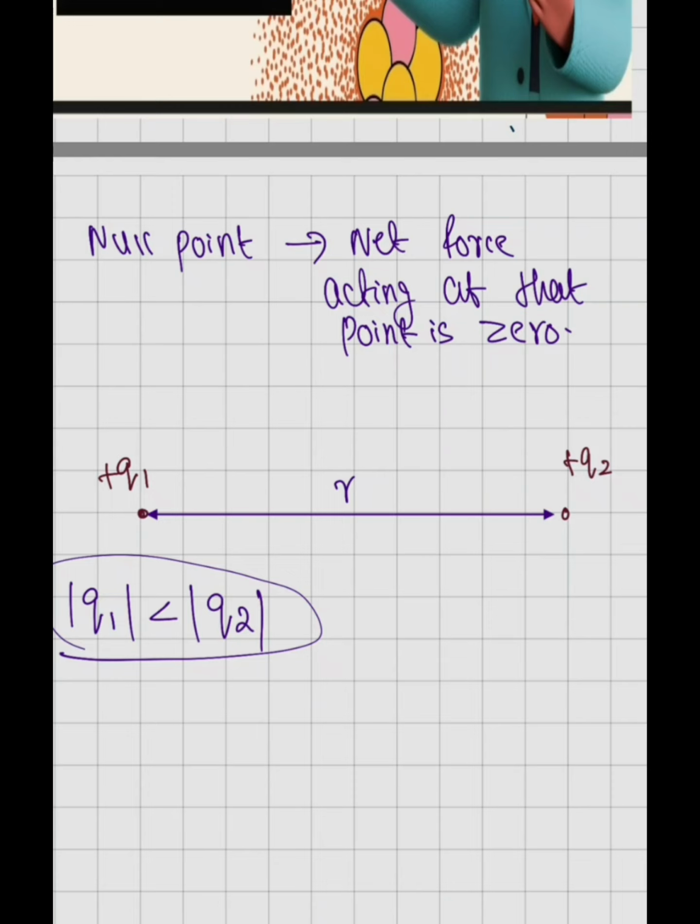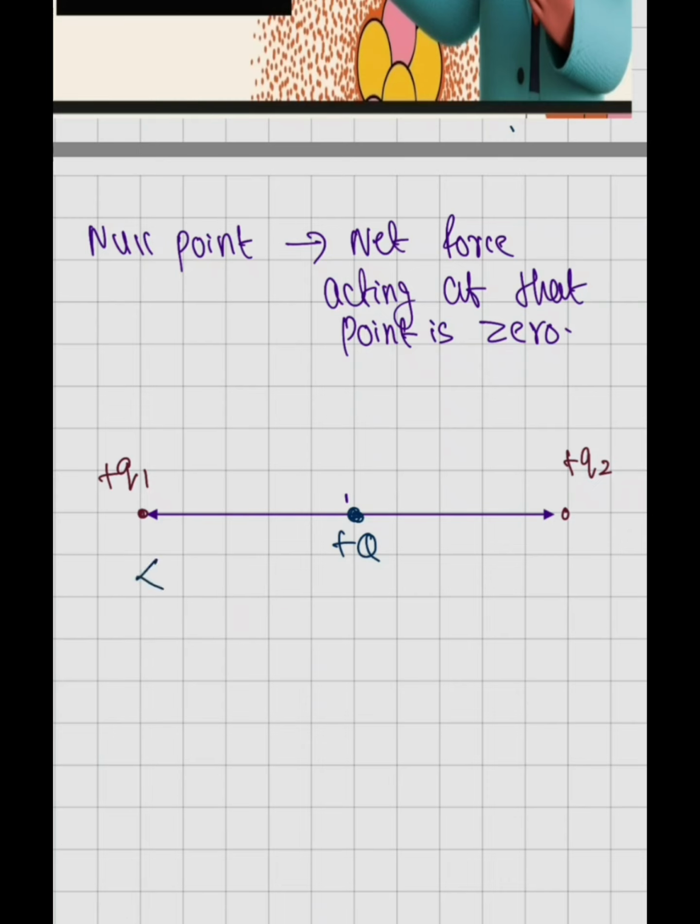Now we want to find out where the null point will be formed in between these two charges. For that, just place a charge plus capital Q in between these two charges. Let the distance from plus q1 to plus capital Q be x, and from plus capital Q to plus q2 it is r minus x.